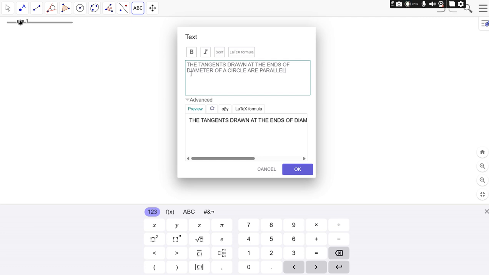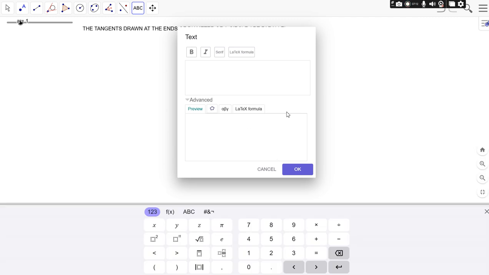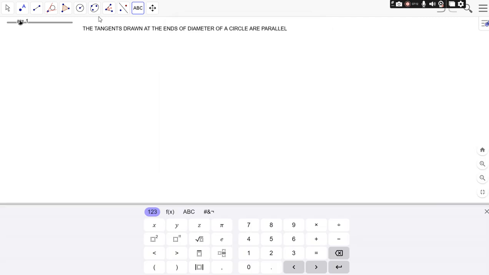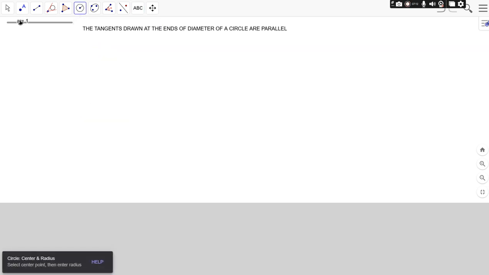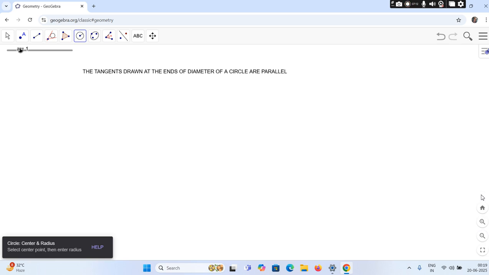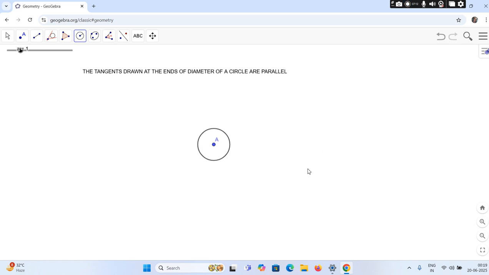Okay, dear students, we have done its proof theoretically. Let's visualize this concept. What you need to do? Firstly, you are to draw a circle. We'll try to understand this concept through this activity. We'll take a circle, then actually as per the question, tangents drawn at the ends of diameter. So we need to draw the diameter of the circle.